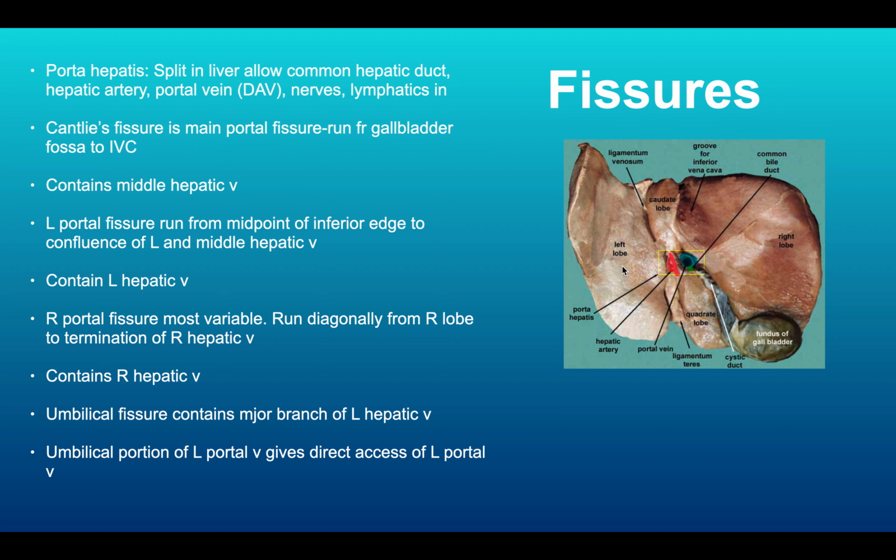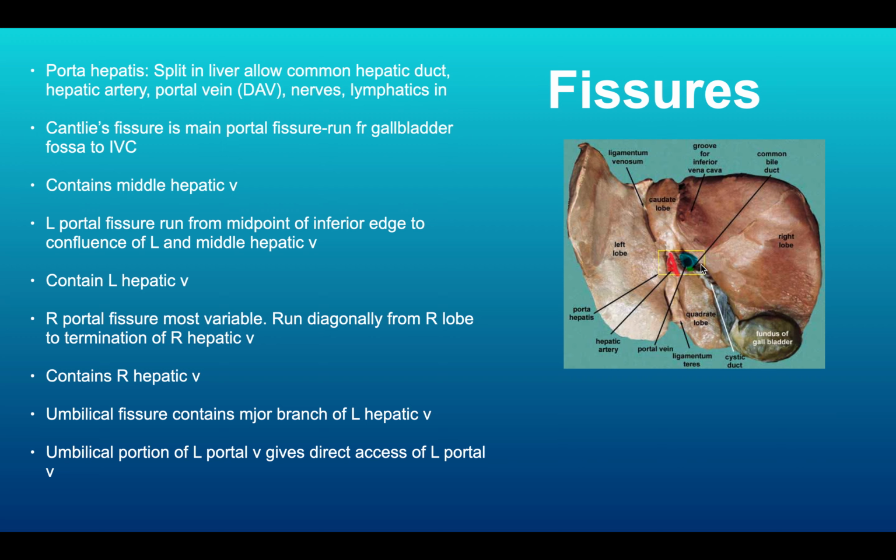The left portal fissure is going to run from the midpoint of the inferior edge to the confluence of the right, left, and middle hepatic vein. So it runs diagonally, and that will contain the left hepatic vein. The right portal fissure, it kind of depends. It usually runs diagonally from the right lobe to the termination of the hepatic vein, but sometimes it can go squiggly here, go up here, but in all of them they contain the right hepatic vein.